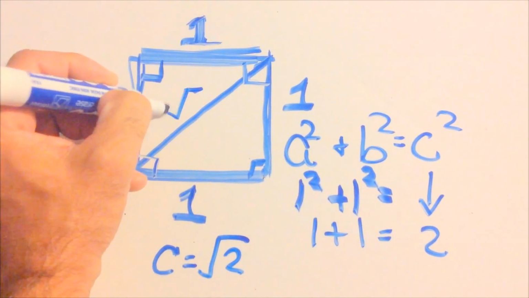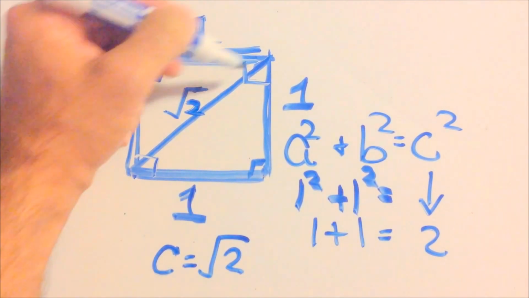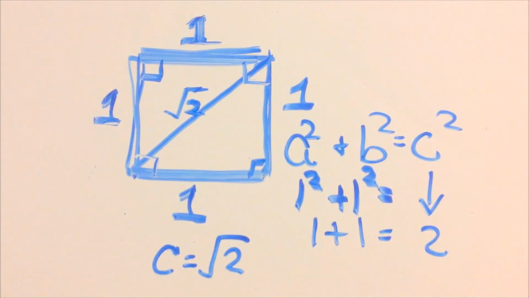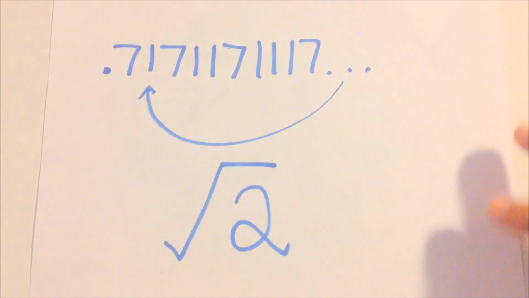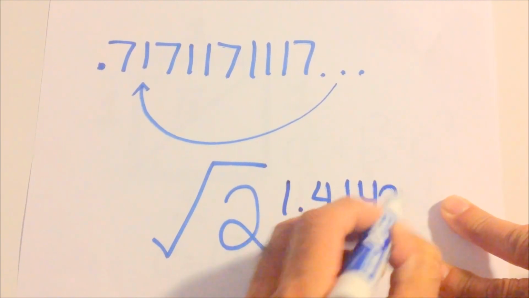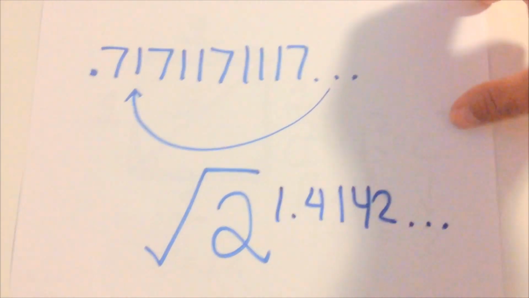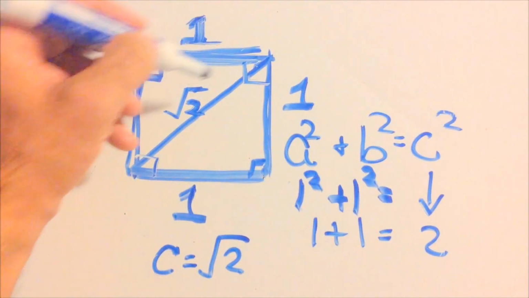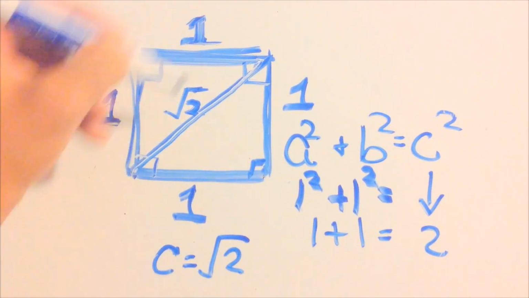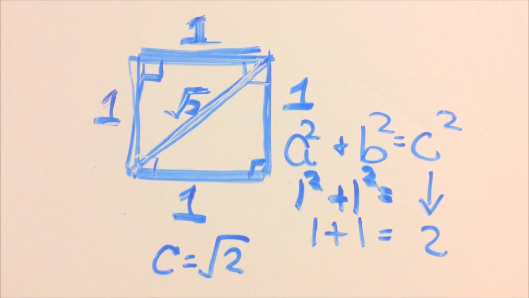So the diagonal of a unit square, or the hypotenuse, this is called a hypotenuse, is the square root of 2. And the square root of 2 is roughly, remember it goes on forever, roughly 1.4142 forever. And you might be saying, well, if it goes on forever, how could it end in a diagonal? Well, it doesn't really end. We're getting as close as we can to the square root of 2.